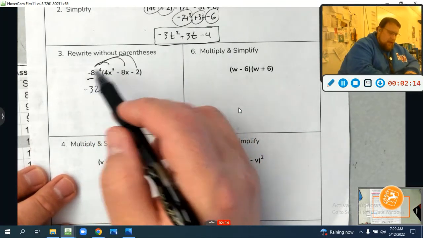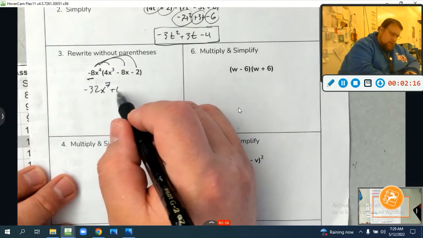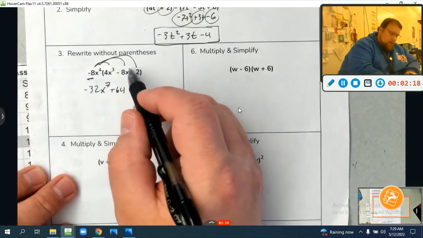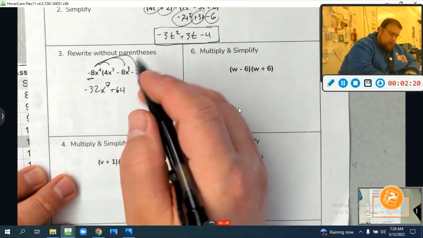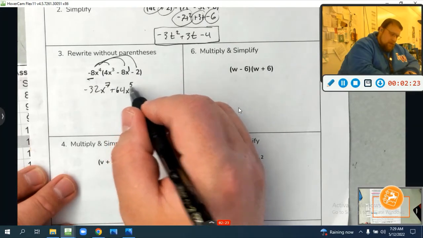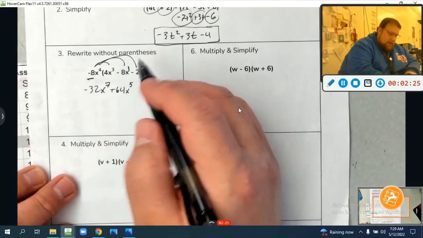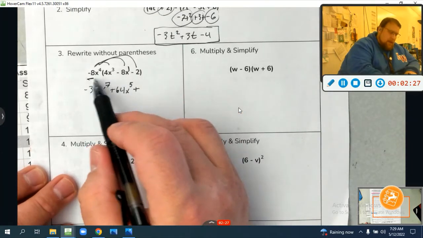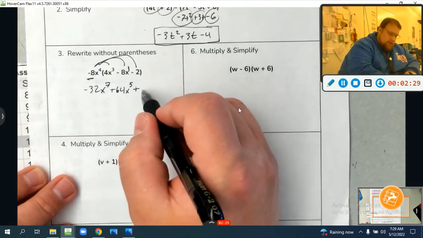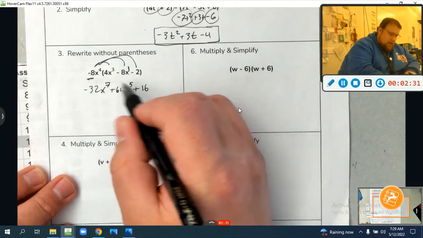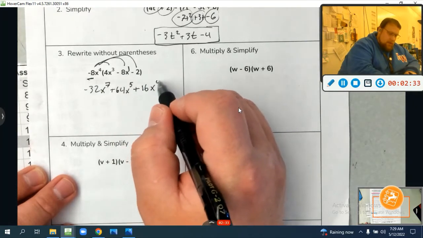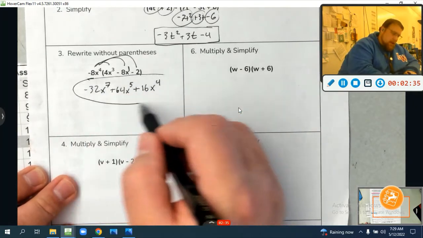And then I'm going to have -8 times -8 is plus 64. X to the 4th times x to the 1st, I'm going to have 4 plus 1, which is x to the 5th. And then a negative times a negative is another positive. -8 times -2 is 16. And then no x's, so just x to the 4th. Boosh, right there. Look at that.